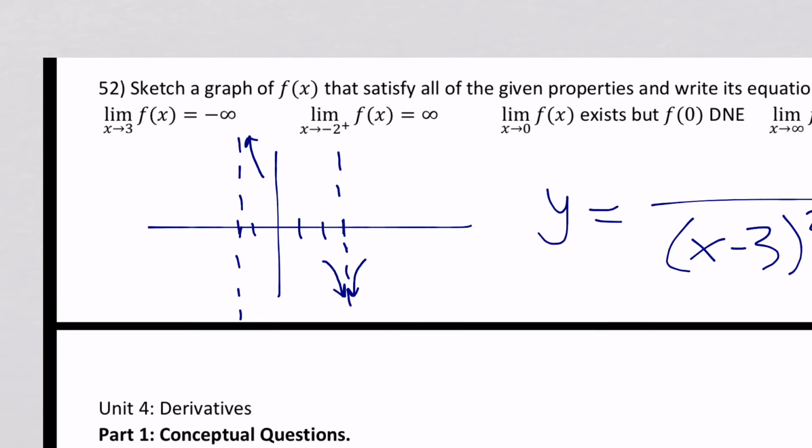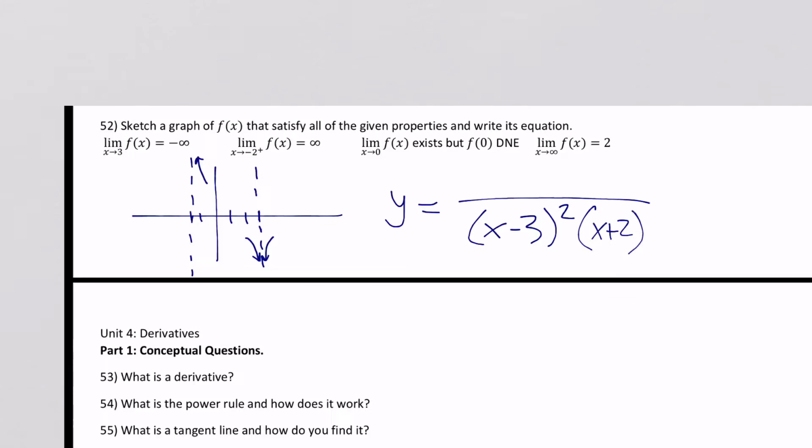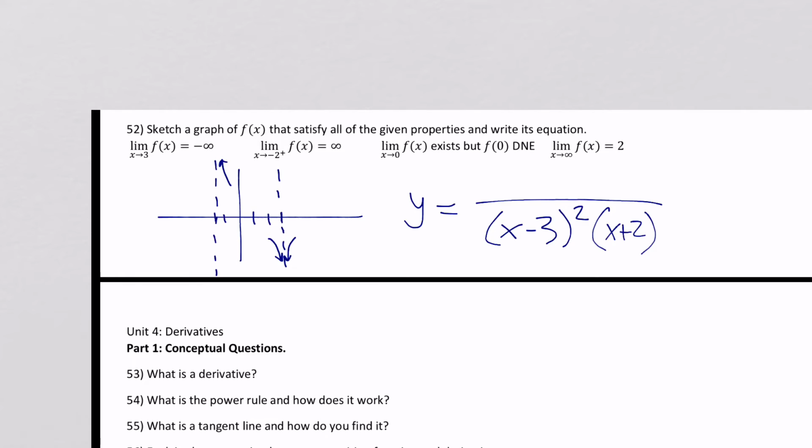So how do we create an asymptote at negative 2? Well, we put a factor of x plus 2 in the bottom there. And again, that does not ensure that it will go up to positive infinity, but it does ensure there's an asymptote there, so we just need to make everything else work as well.